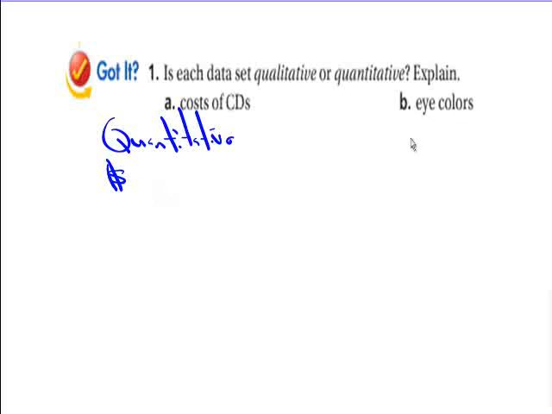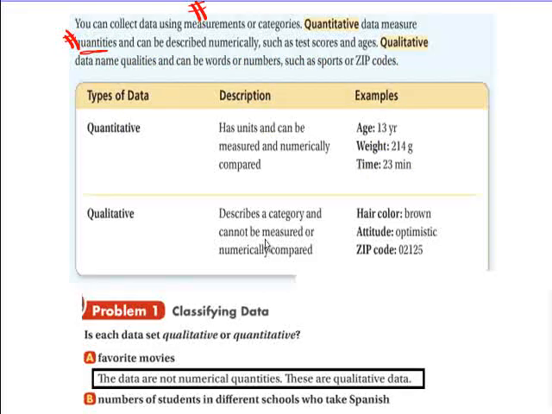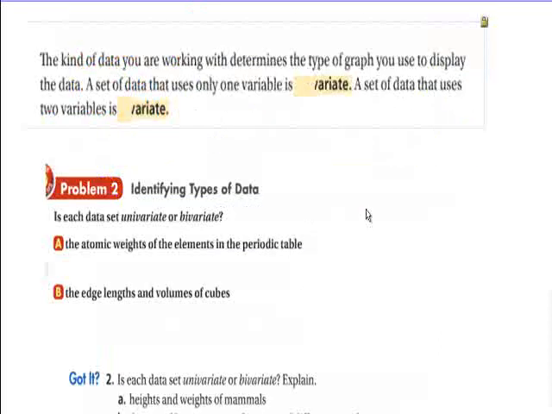Now, eye color, of course, we tried to give you one of each, so it's going to be qualitative. That is a quality, if you will. Eye color is a quality, what we think of someone. So it describes a category and cannot be measured. If we can say hair color, we could say eye color. So that should automatically fall in there.